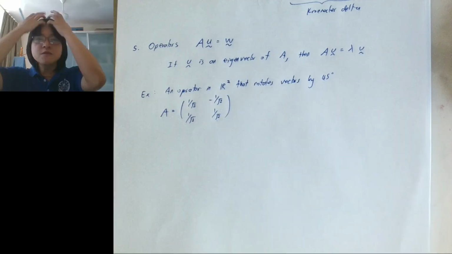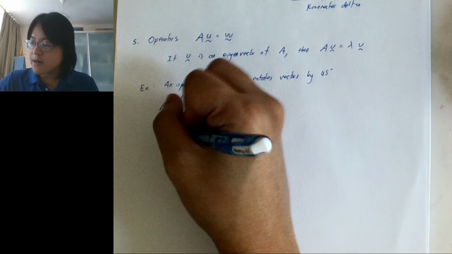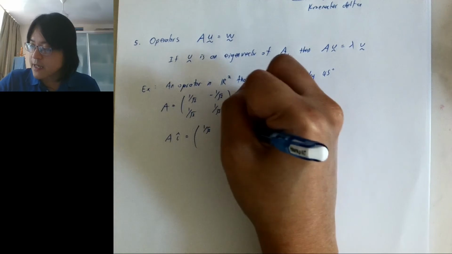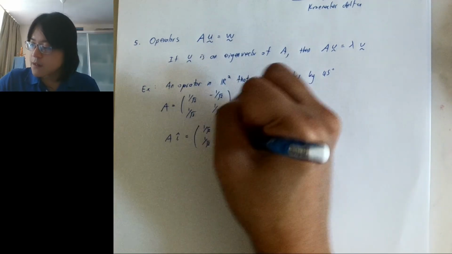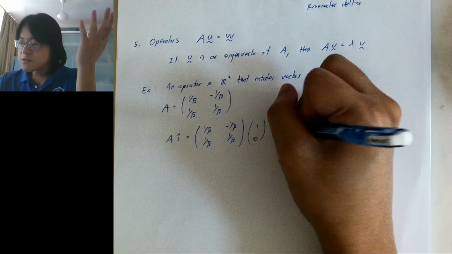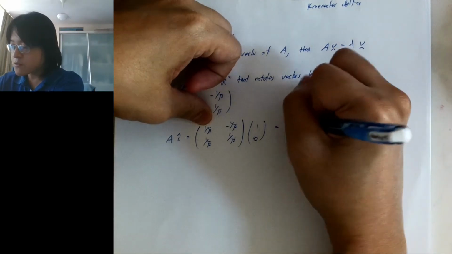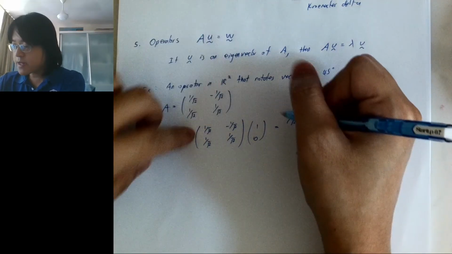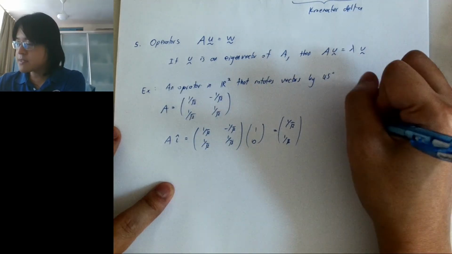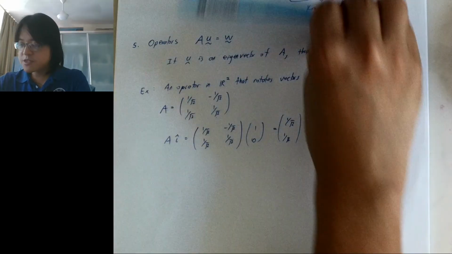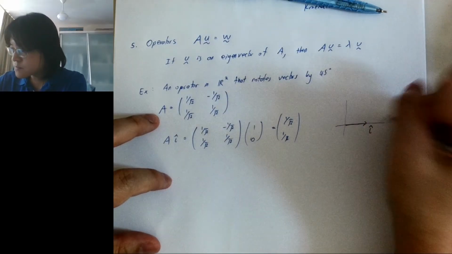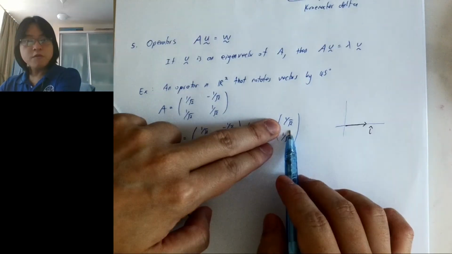To show you how it rotates, let us apply this on the unit vector i. The unit vector i is just (1, 0), remember? So if you multiply this, what do you get? You get 1 over square root 2, and then 1 over square root 2. So originally you have the unit vector i, and then it becomes (1 over root 2, 1 over root 2).